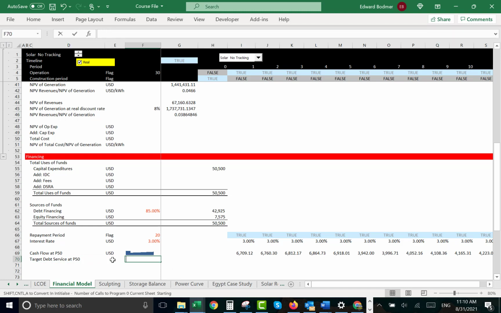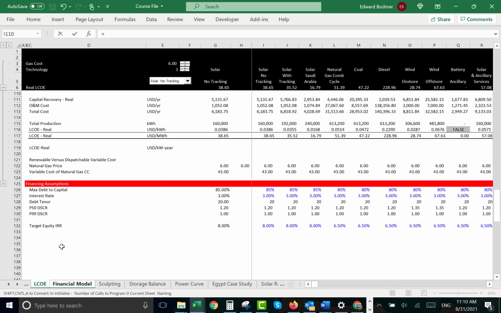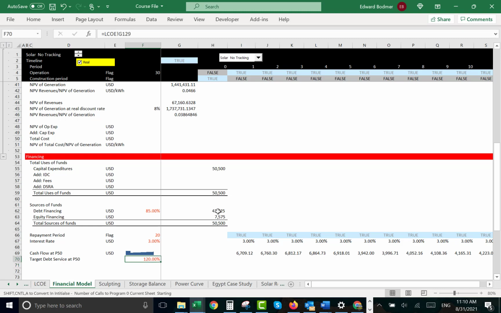I find what I'm just going to do now really kind of boring, because I've done it so many times. And if we don't have taxes, and if we don't have fees on a letter of credit and some other complications, this is actually very simple. And you just say, okay, that's the amount of debt we can have at the P50 case.